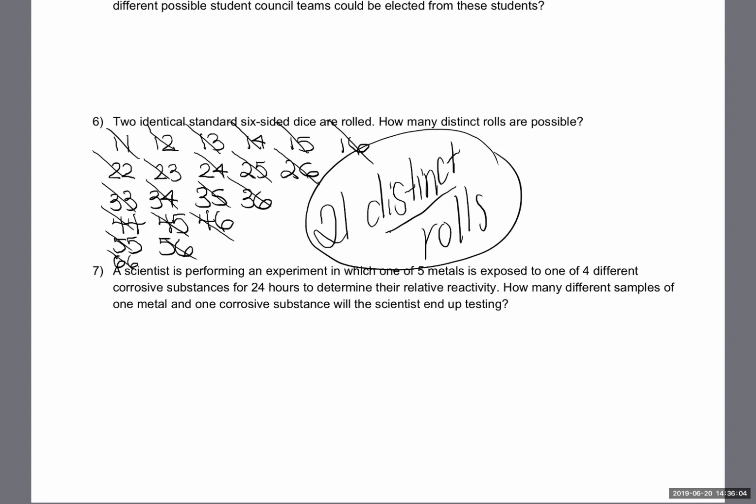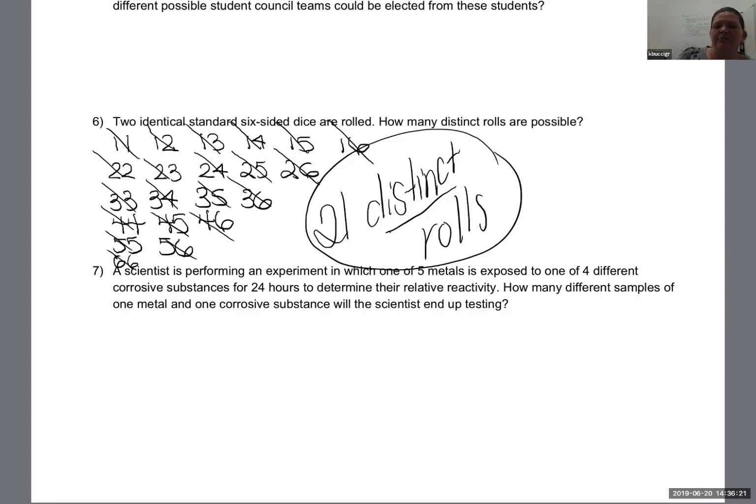Sweet. Okay. So let's look then at number 7. A scientist is performing an experiment in which one of 5 metals is exposed to one of 4 different corrosive substances for 24 hours to determine their relative reactivity. Obviously, here's how it could come up on the science.